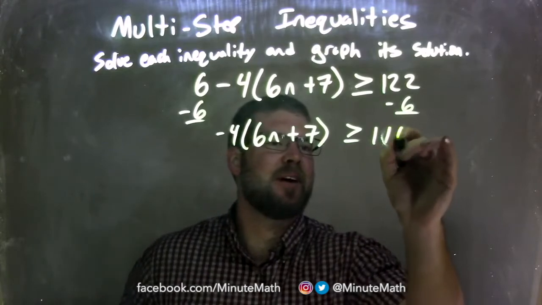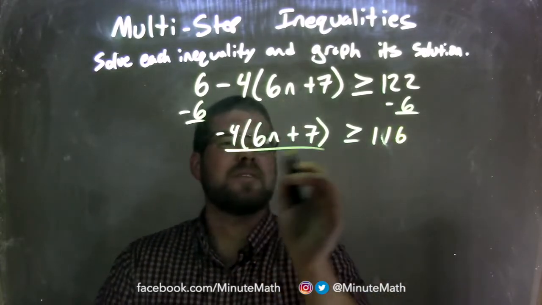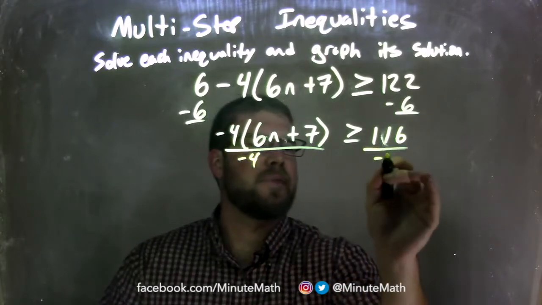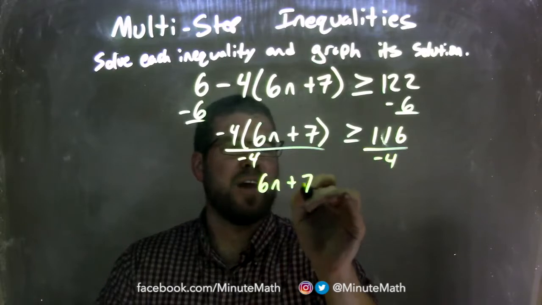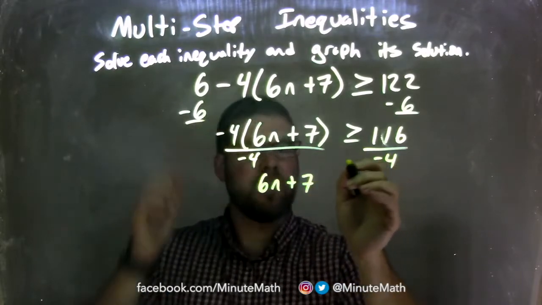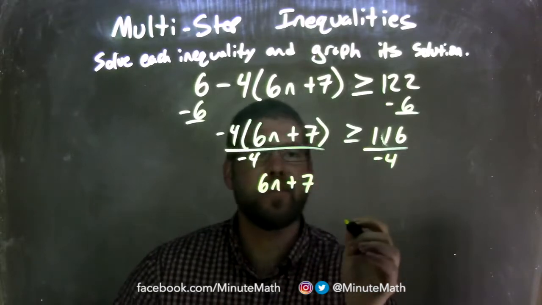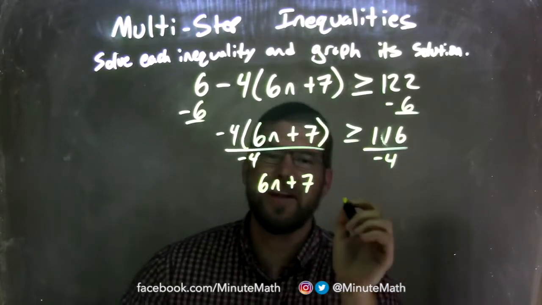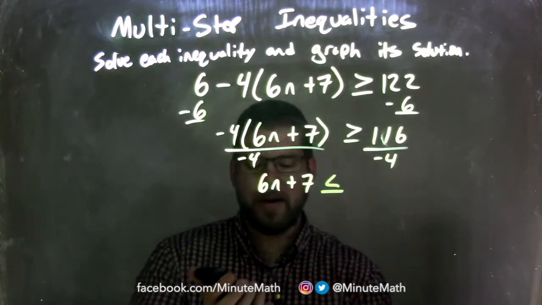116, okay? Then, instead of distributing the negative 4, I'm just going to divide by negative 4 on both sides. That leaves me with what's in the parentheses: 6n plus 7 is, well, not a greater than sign, right? We divided by a negative, so the inequality needs to flip from a greater than or equal to sign to a less than or equal to sign. Remember that.